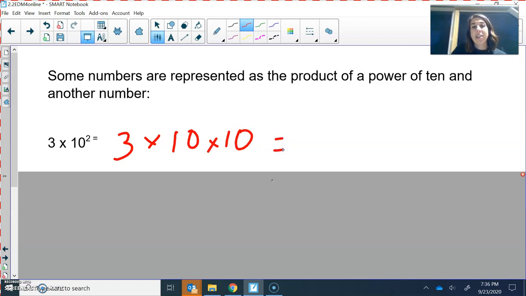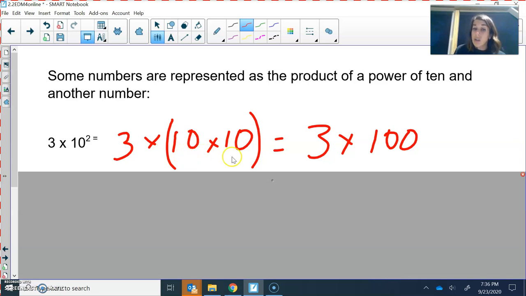Or I could actually solve the 10 squared problem, the part in parentheses. That means that I would be doing 3 times 100, because remember, 10 squared is equal to 10 times 10, which also means that we have 100, 2 zeros on the end. What is 3 times 100? This one should be rather easy. Yes, you're right. It is 300. So 3 times 10 squared is 300.